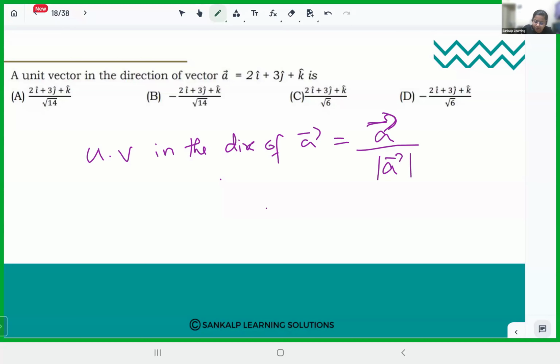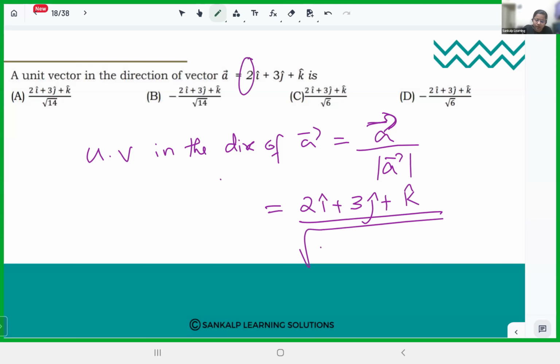And what is this vector A? This is 2i plus 3j plus k, divided by root of, how will you find out the magnitude of vector A? It is root of the square of the x component plus square of the y component plus square of the z component, right? So what is the x component here? It is 2. So 2 square. And what is the y component here? It is 3. So it is 3 square. And what is the z component? It is 1. 1 into k is k, right? So it is 1 square. So this will give you the unit vector in the direction, isn't it?